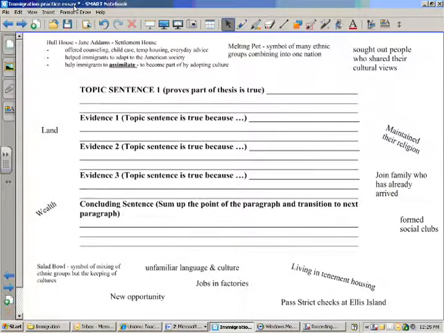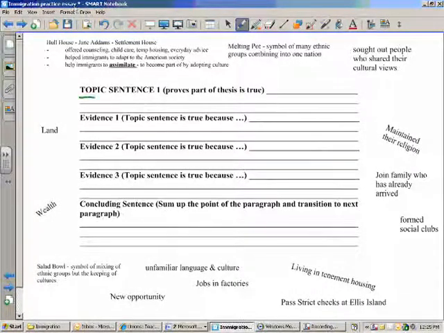You'll find that I had the same outline that you have on your sheet. It's a blank outline, but it gives us a structure to our paragraphs. The first thing starts out with that topic sentence. And this means I'm going to prove part of the task. That's all. I'm going to talk about one part of this task in this paragraph. And this is what I'm going to talk about.